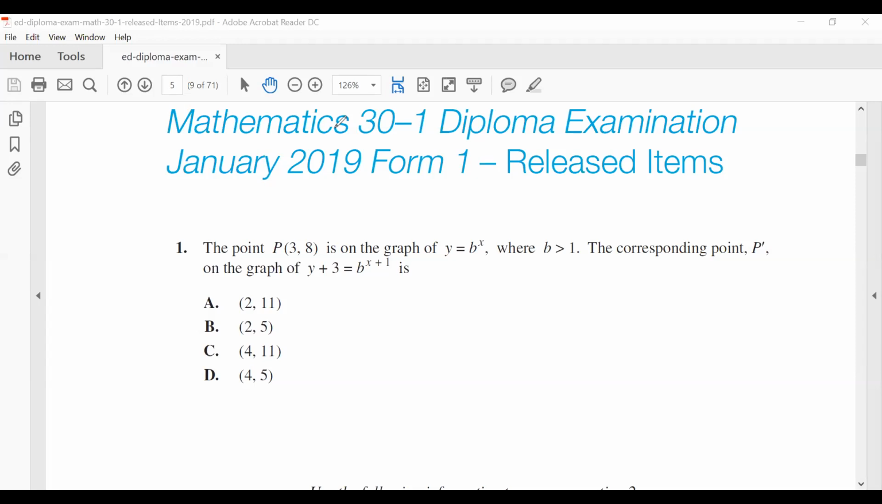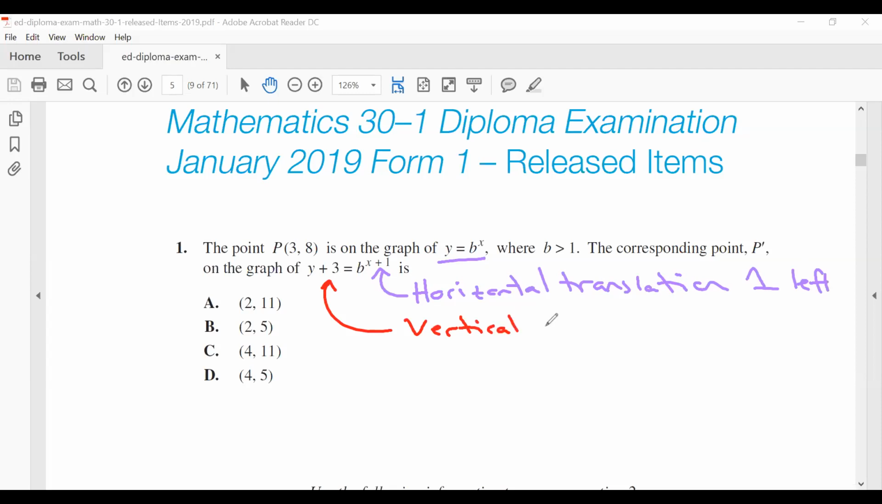Okay, you're back, you've given this a go. So this is a function we haven't come across yet in 30-1. We will, it's called an exponential. We'll do it in a couple units, okay? But that doesn't matter. It's any function in the world. So what I'm going to do is describe the transformations to myself. This is a horizontal translation, one left, and this is a vertical translation, three down.